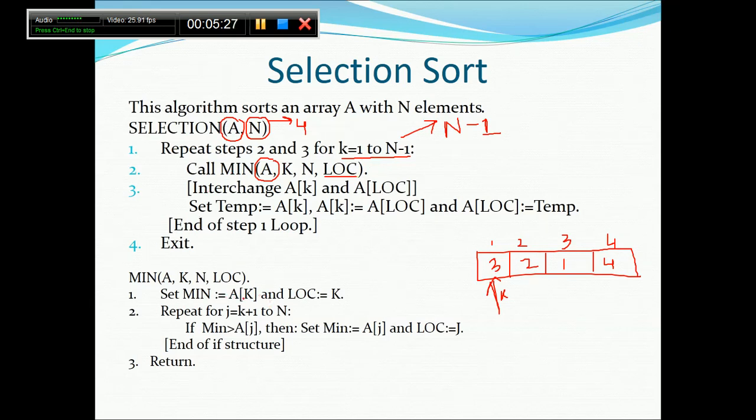So the idea is, whatever you have in A of k, I have 3, mark the copy as the minimum. So the current minimum would be 3. It says the current minimum should be 3 and location equal to k. What is the location? It should be 1.